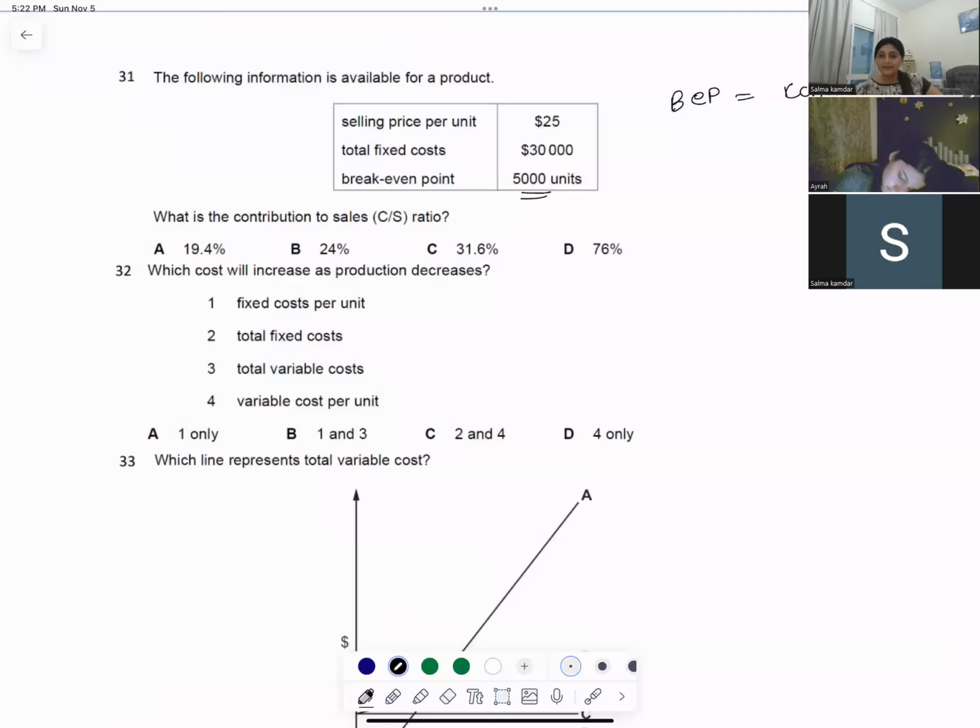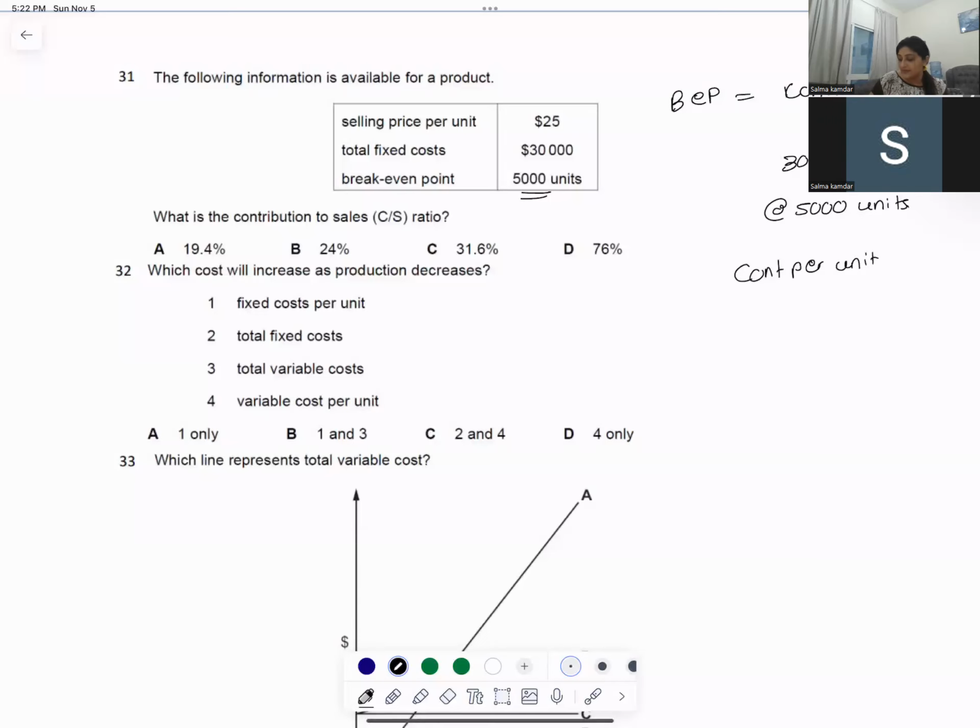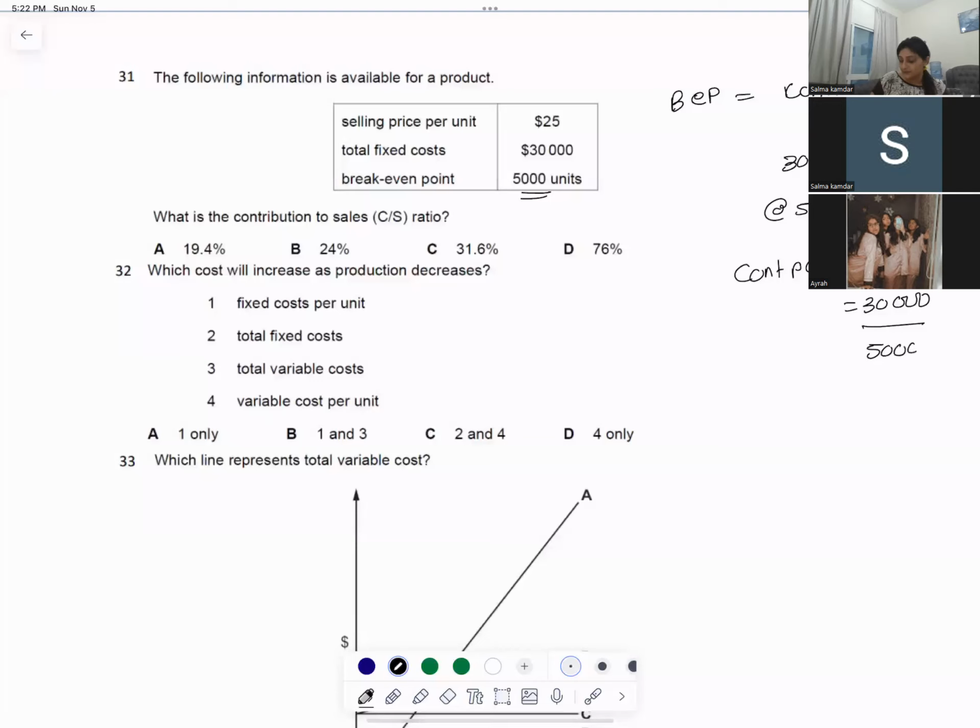At break-even point, your contribution will be equal to your fixed cost. What is your total fixed cost? It is 30,000. So your contribution will be 30,000 at 5,000 units. So contribution per unit will be 30,000 divided by 5,000 units.